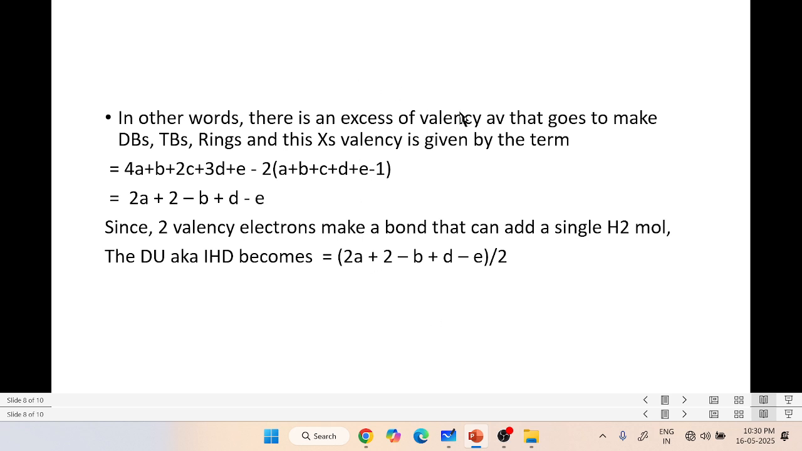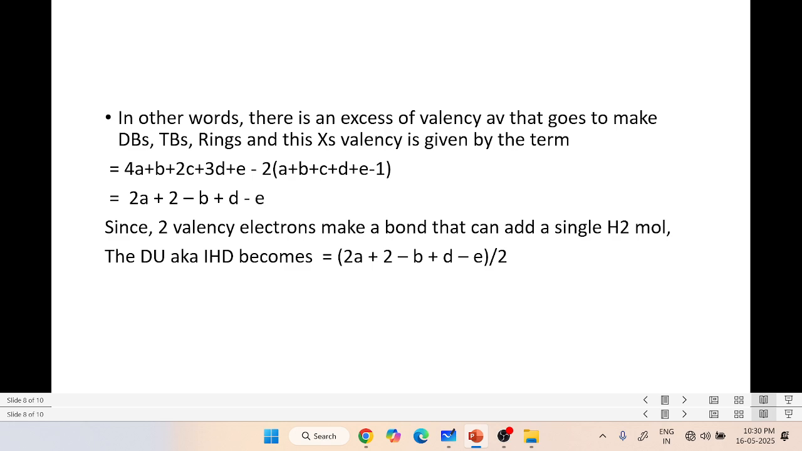So in other words, there's an excess of valency available that goes to make the double bonds and rings, and this excess valence is given by the difference of 4a plus b plus 2c plus 3d plus e minus 2 into n minus 1, that is, a plus b plus c plus d plus e minus 1. Okay, so now if you mathematically work on it, you get this excess valency as 2a plus 2 minus b plus d minus e. Now we also know that two valency electrons make a bond, right?